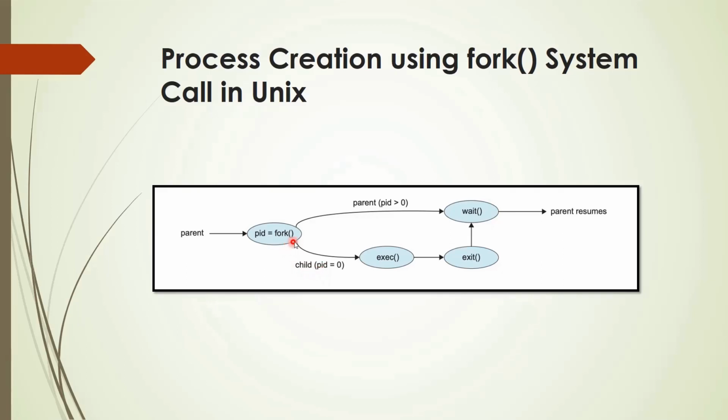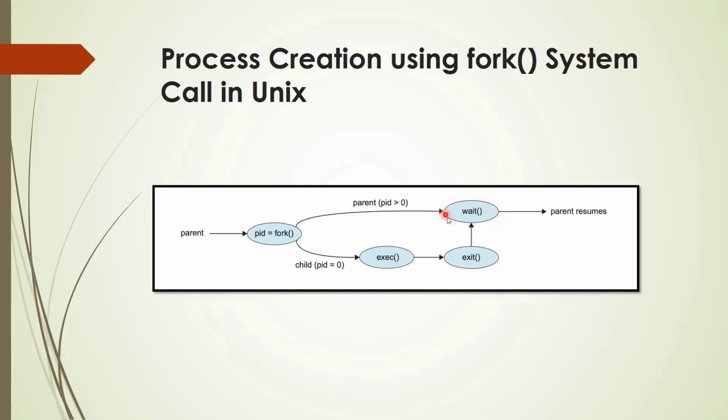Also, if the fork fails to execute, then it will return a negative number. So in the program there can be an if-then-else statement where, if the PID value is positive, the parent will execute. If the PID value is negative, the fork system call fails, and if the PID value is 0, the child will execute.